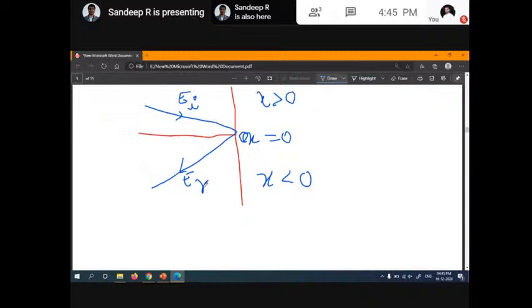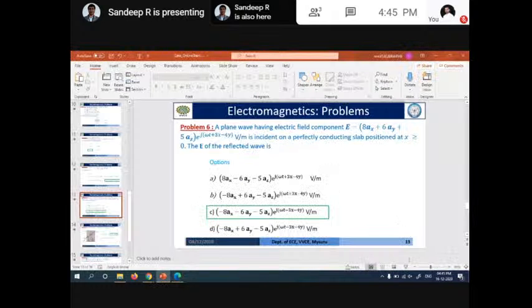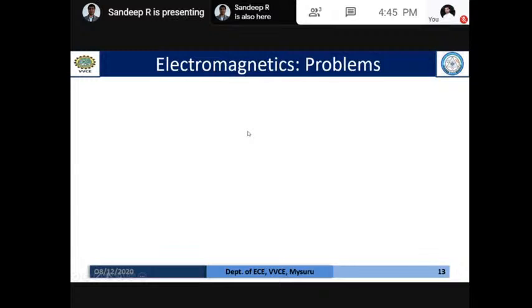So for the incident wave and reflected wave, the magnitude of both remains the same. The equation remains the same. Since it is not getting transmitted, the complete EM wave is getting reflected. So your reflected wave is the same as the incident wave, but the value of x will change. Here the x is positive, so here the value of x will become negative and the entire magnitude becomes negative. Just by observing the figure that I have written, you can write the answer for this.